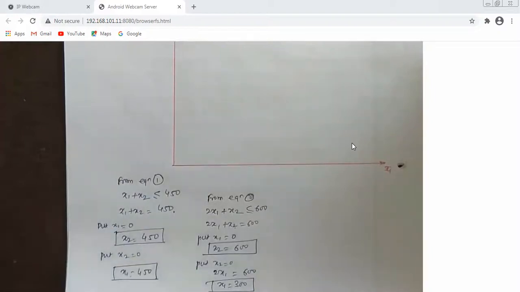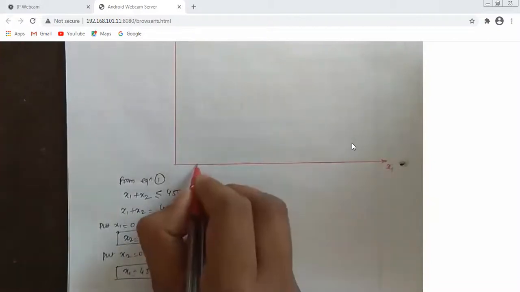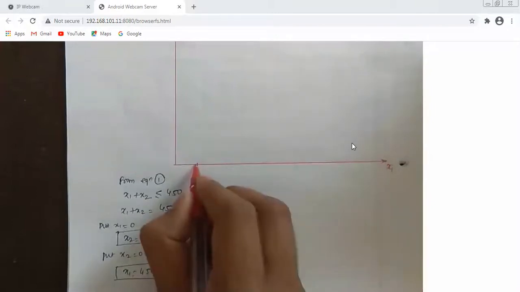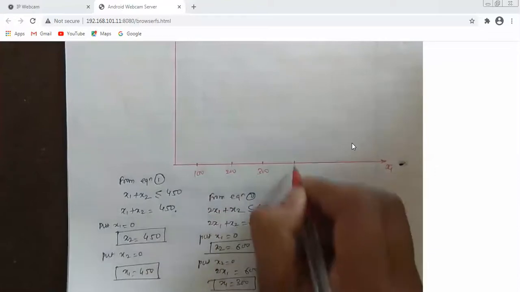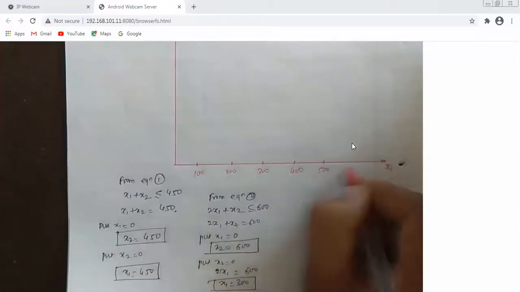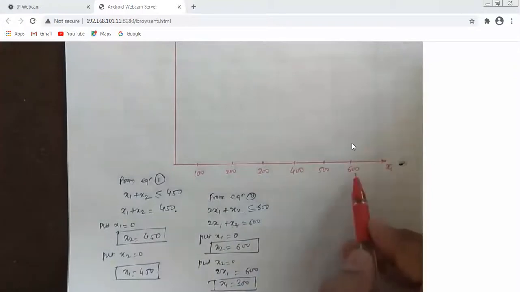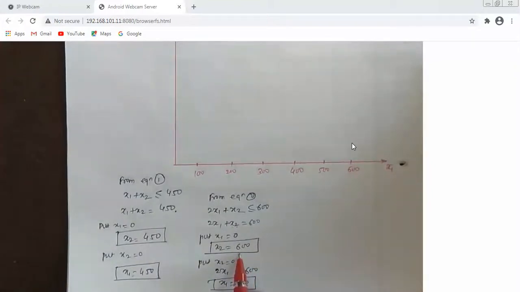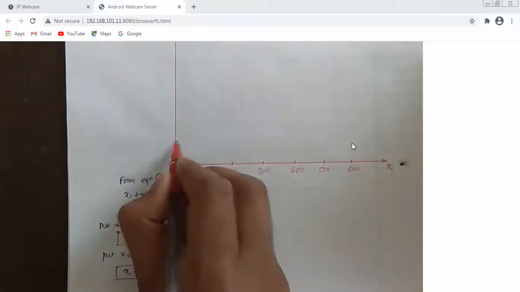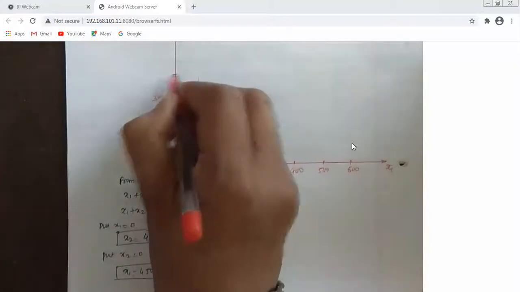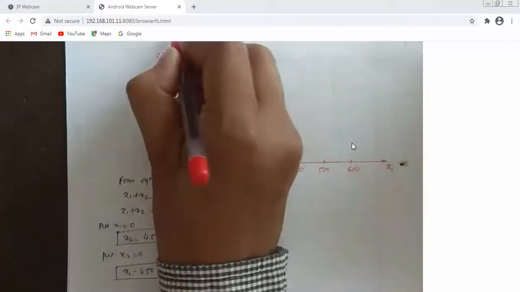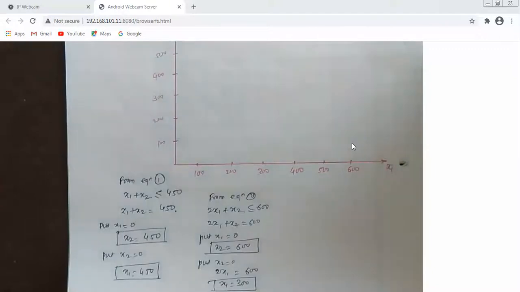So before that, I will mark the scale. 100, 200, 300, 400, 500, 600. I have taken up to 600 because the highest value is 600. Similarly, I have to mark on the y-axis 100, 200, 300, 400, 500, and 600. Now simply we have to plot these values on this given graph.